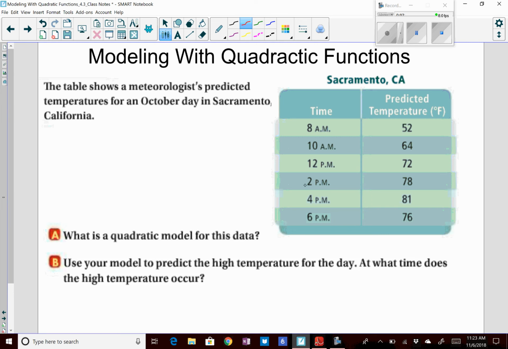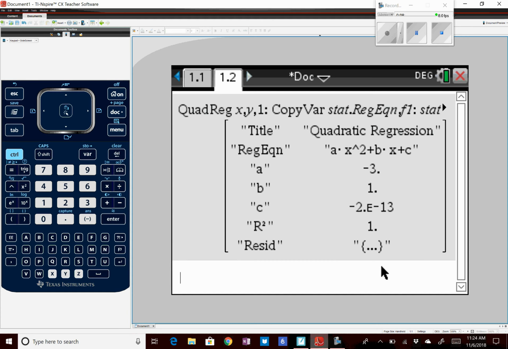So for example, 2 p.m. would be 14, 4 p.m. would be 16, and 6 p.m. would be 18, right? Military time, we just have to add 12 to whatever the time is, and 2 p.m. plus 12 is 14. 4 p.m. plus 12 is 16, and 6 p.m. plus 12 is 18. Now when we enter the data, we'll have something that actually means something. So let's go to the calculator and enter the data.